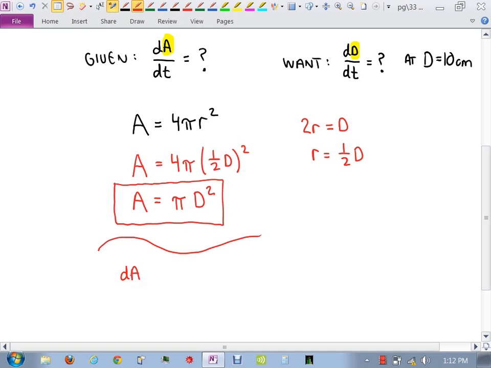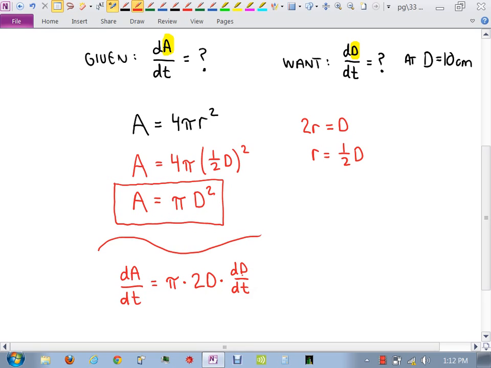dA/dt is the left side. Good. Pi is a constant, right? So pi, and what's the derivative of D squared? 2D, chain rule, times dD/dt.